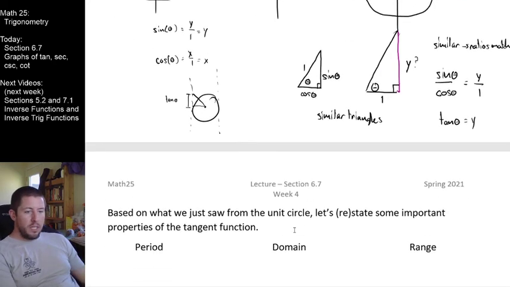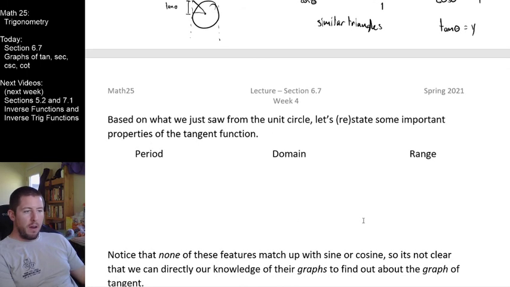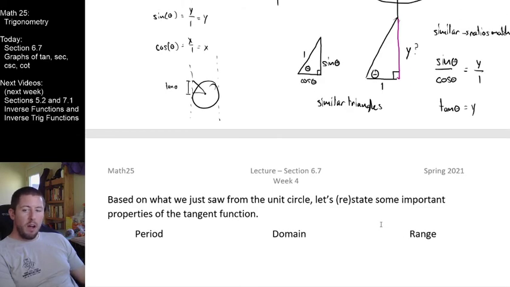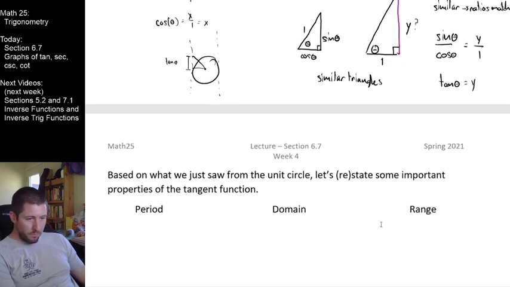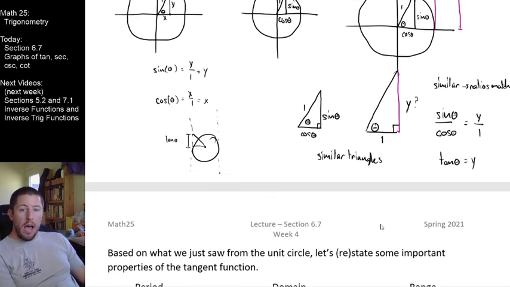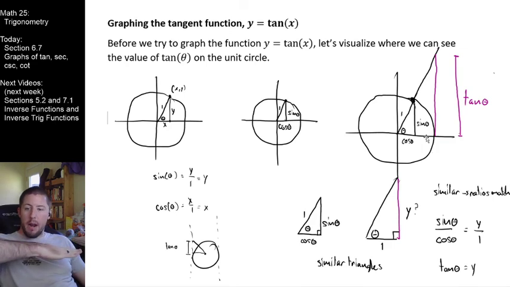So let's use this information to describe some properties that we just saw. Period, domain, and range of the tangent function, these are all things that we've already talked about, but what I want to say is, from the unit circle, can we see these things? So restating some important things. One, how much angle do I need to go through before it repeats? Well, I'm noticing that tangent, as I open up right here, is going to pass through all positive numbers.